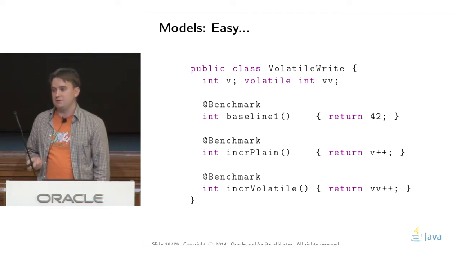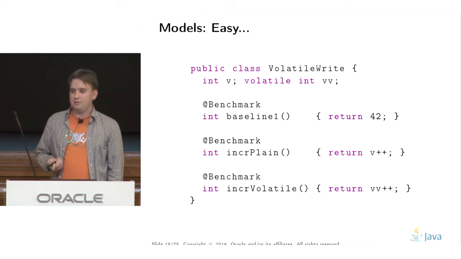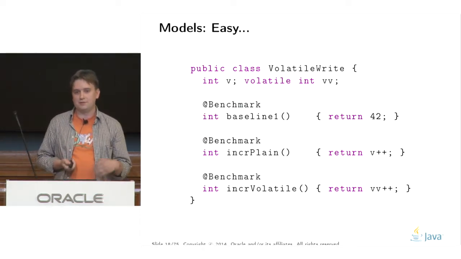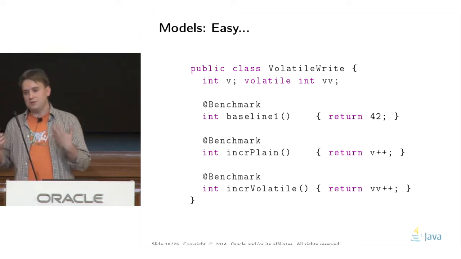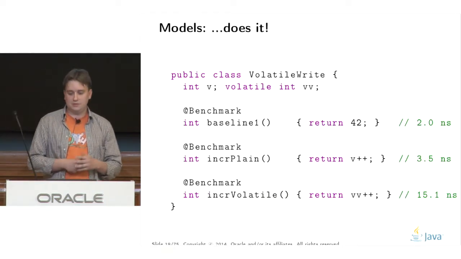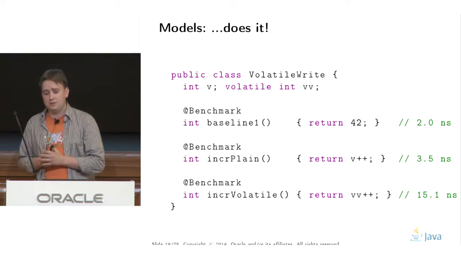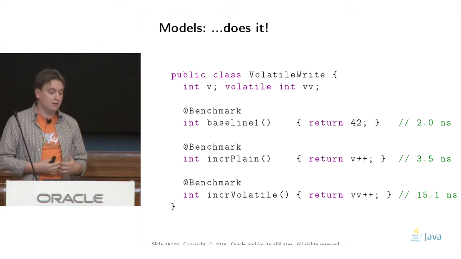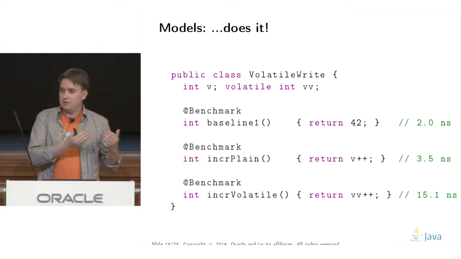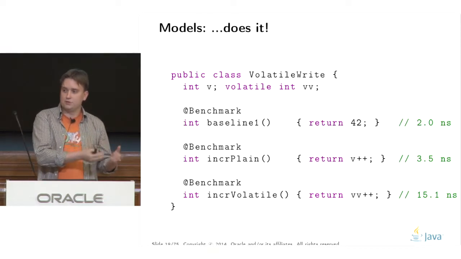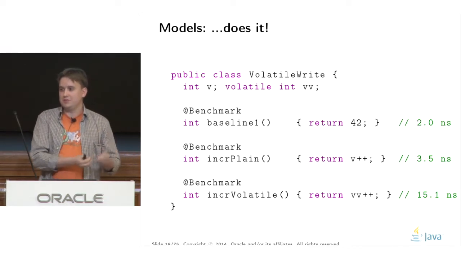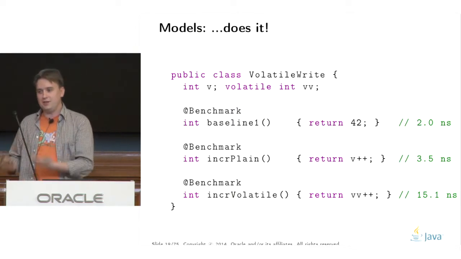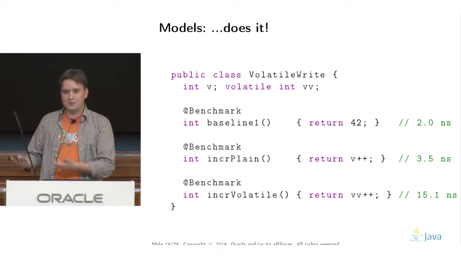So we have 2 fields, a plain field and a volatile field, and we increment the plain field and increment the volatile field, and we have the baseline to estimate the overheads for the harness itself. So we will measure it on some platform, on my laptop. We will take these 2 nanoseconds, 3.5 nanoseconds, and 15 nanoseconds. And people looking at this data will say that it's evident that using volatile makes your application 4 times slower, which means if I use volatiles in my applications, they will get 4 times slower. So I should not use volatiles. Is this true?